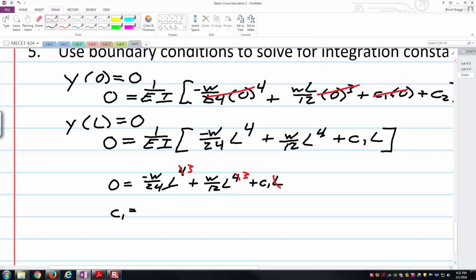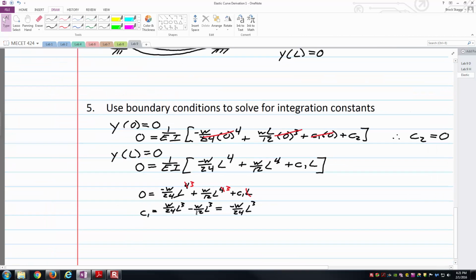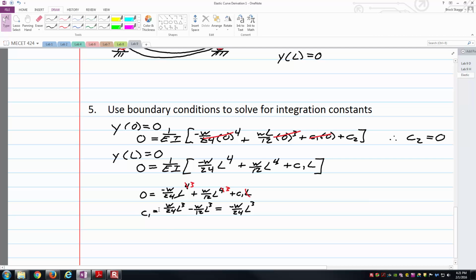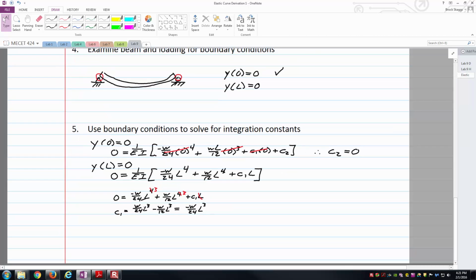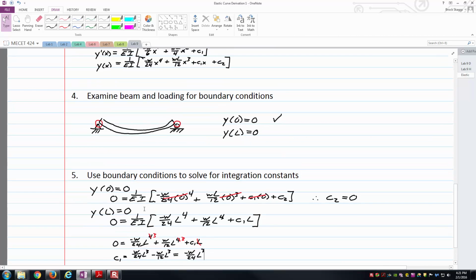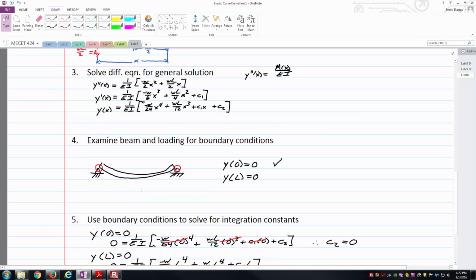In this case it's not going to be a 0, it's going to be some non-zero value, and I've got positive w over 24 L cubed minus w over 12 L cubed. What is 1/12 here would be the same as 2/24, so this ends up being negative w over 24 L cubed after we deal with the fractions there. And so at this point it's almost time to celebrate. We've got the second integration constant determined, and so now we can write the elastic curve equation.